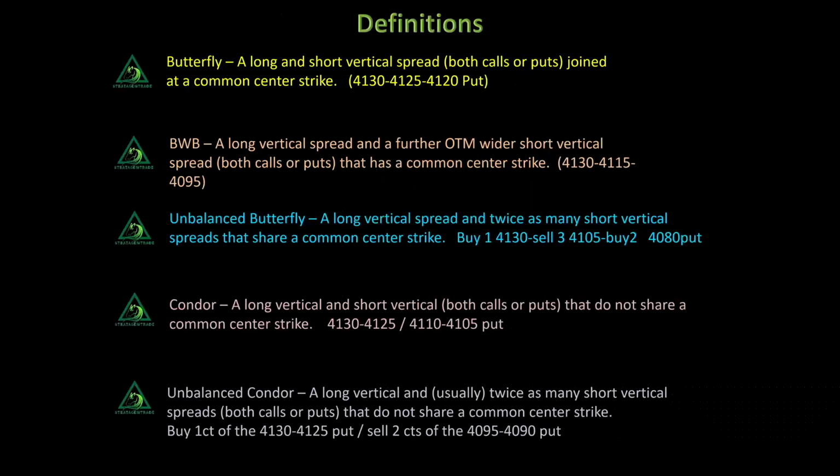Okay, so those are really the things that we're going to be discussing. And in the unbalanced class this weekend, we're going to primarily focus on the BWB, unbalanced butterfly, and the unbalanced condor. Now, we all know that a butterfly has a very limited amount of risk. Whatever the debit is what the risk is. And the same thing with the condor.